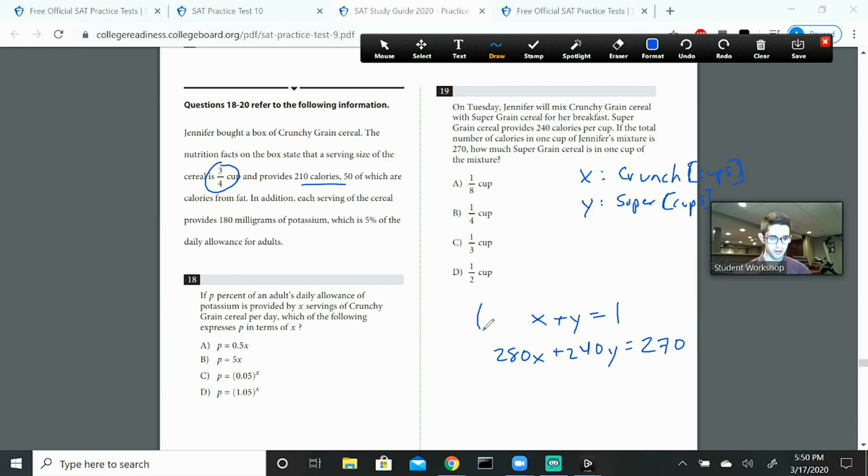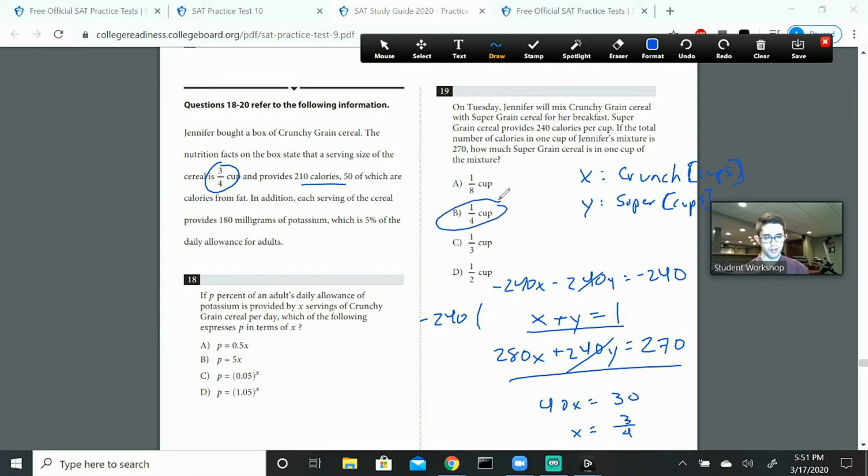So I'm going to multiply, and we care about super grain, but I think it's easier to get rid of the y's first. So I'm just going to multiply by negative 240. Rewrite it up here. Add them together. Those cancel. We get 40x equals 30. And so x equals 3/4 of a cup. They needed to add to 1, so this one has to be 1/4 of a cup. And remember, we're looking for y because it's the super grain. How much super grain in cups is in there.